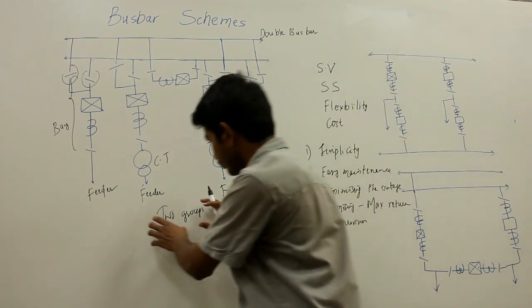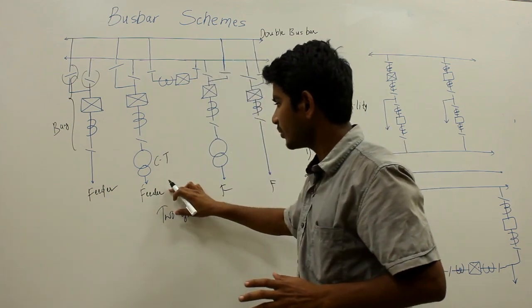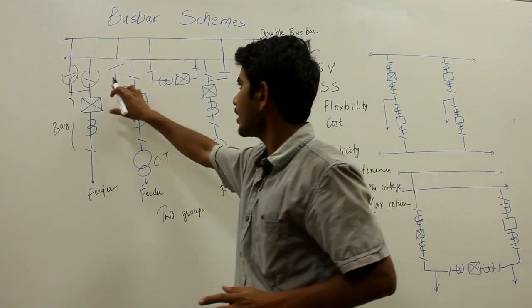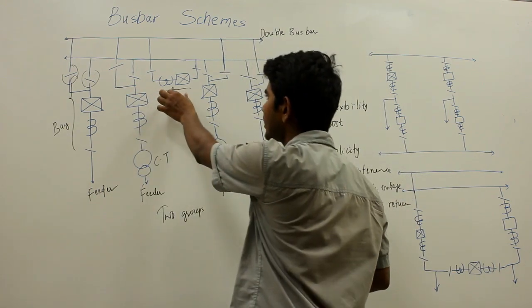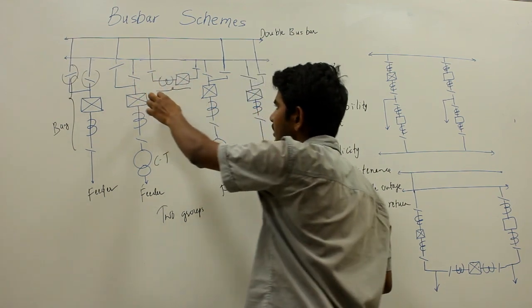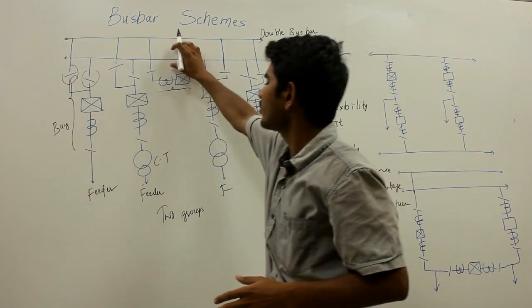So, at any moment of time, one feeder can be transferred from one bus to the other bus through the isolators and the bus coupler used. The bus coupler is used to couple both buses. That is the function of this bus coupler. The bus coupler is coupling both of the buses.